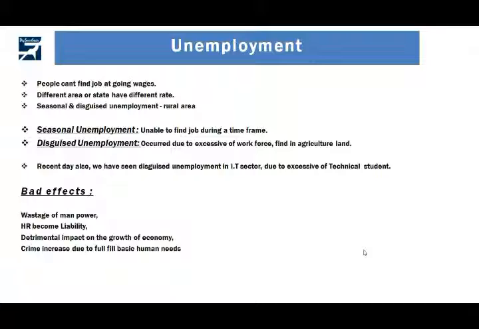And disguised unemployment happens due to an excess workforce. That means if X amount of agricultural work is done by 5 people and 8 people appear to work, the work done by the extra 3 people does not add to the contribution made by the 5 people, or to the contribution of the economy. And if these 3 people are removed from the workplace, the productivity will not decrease. Disguised unemployment is mainly seen in the agricultural sector, and there is also unemployment among technically qualified persons in the IT sector, due to the excess of technical students.